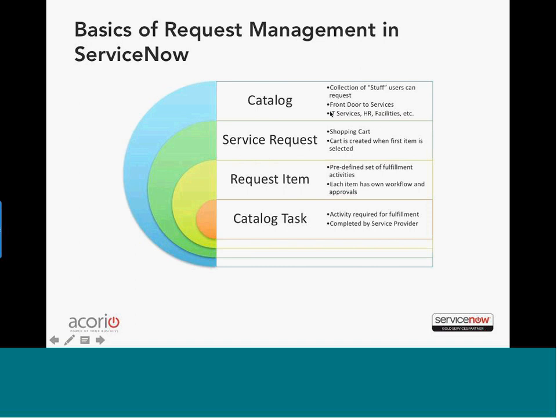This is the structure of request management. So we have our catalog here. And we have the service request, which acts as the shopping cart, and it is created when we put in our first item. Then we have our requested item, which can be the item that we're requesting, for example, a laptop. And then we have catalog tasks. On the item, we might have one or more catalog tasks, and we have a fulfillment group, a fulfillment team that is fulfilling that task.